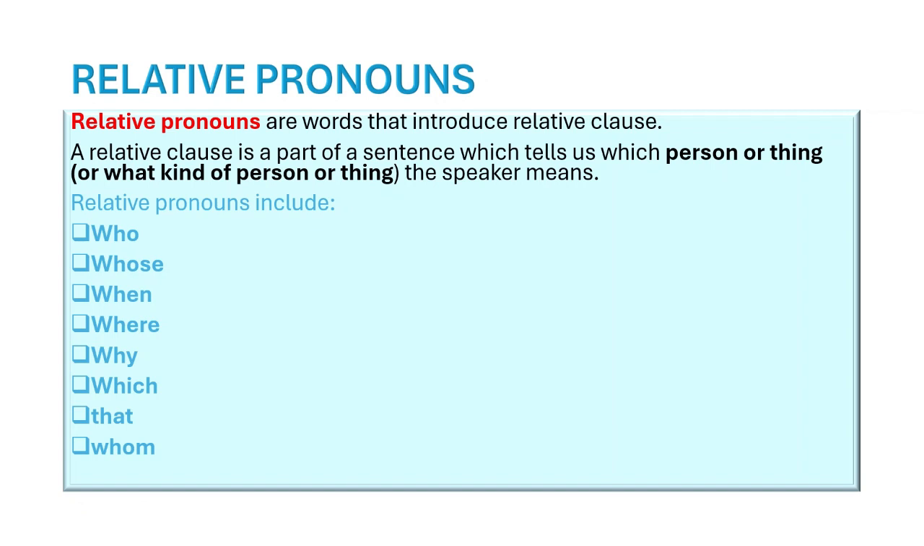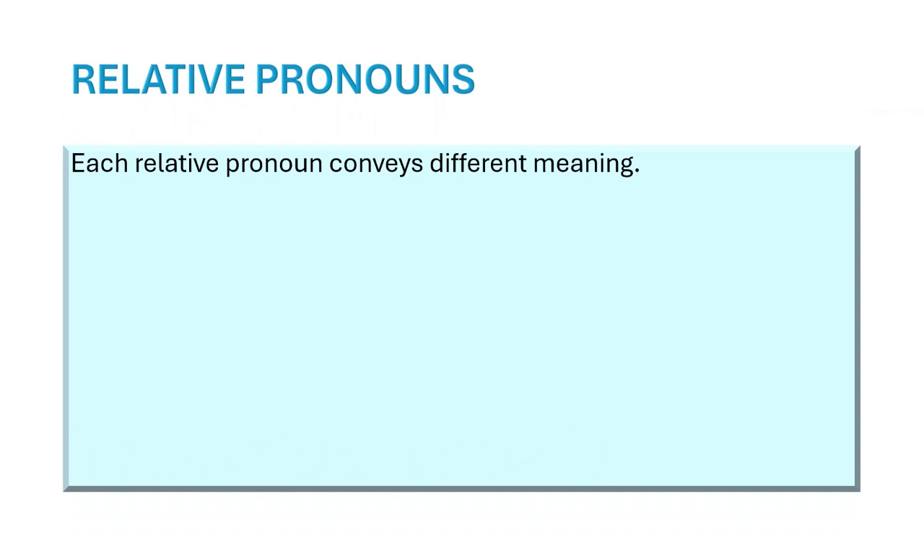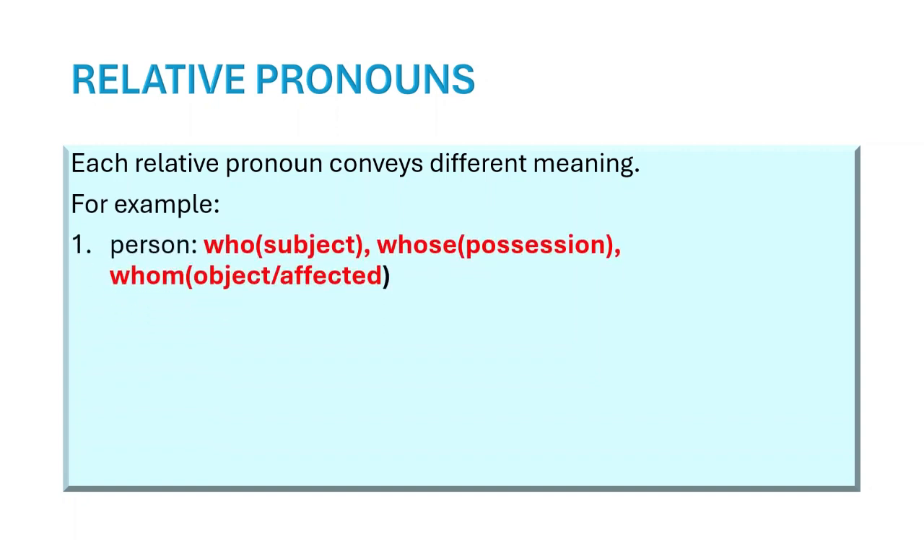Well, how are these relative pronouns used? Each relative pronoun conveys a different meaning. For example, it can be used for a person, meaning that when this relative pronoun is used, it refers to a person. For example, who refers to a person and acts as the subject of the verb. It means that after who there is a verb. There is no other subject. But remember that the noun before should be a person.